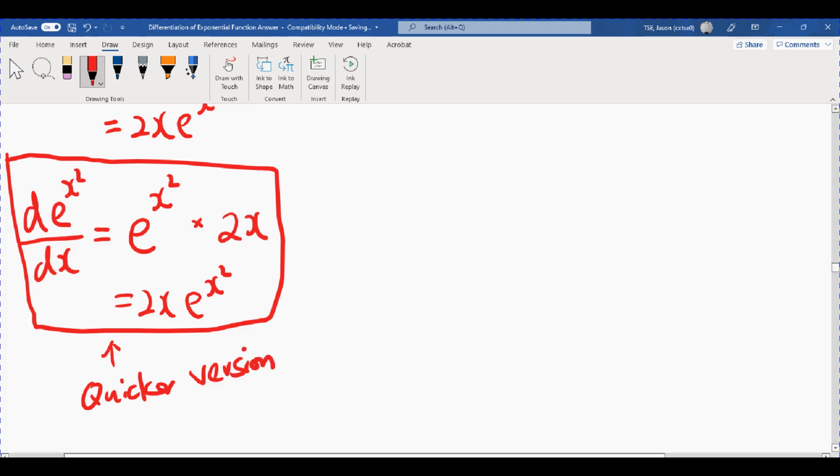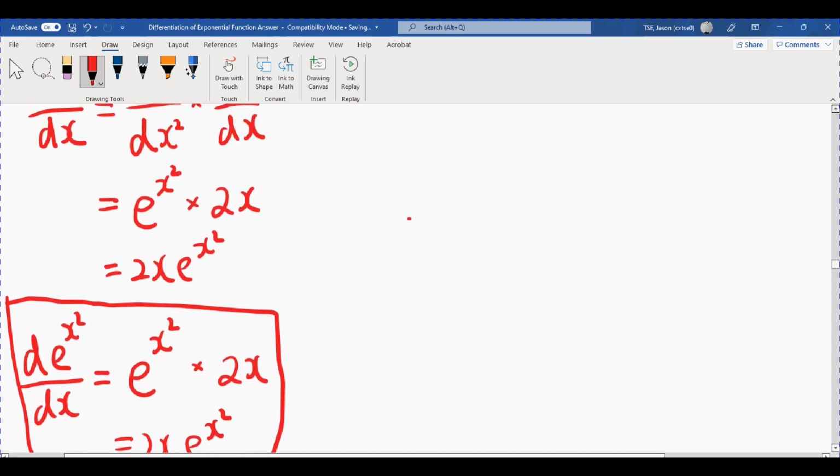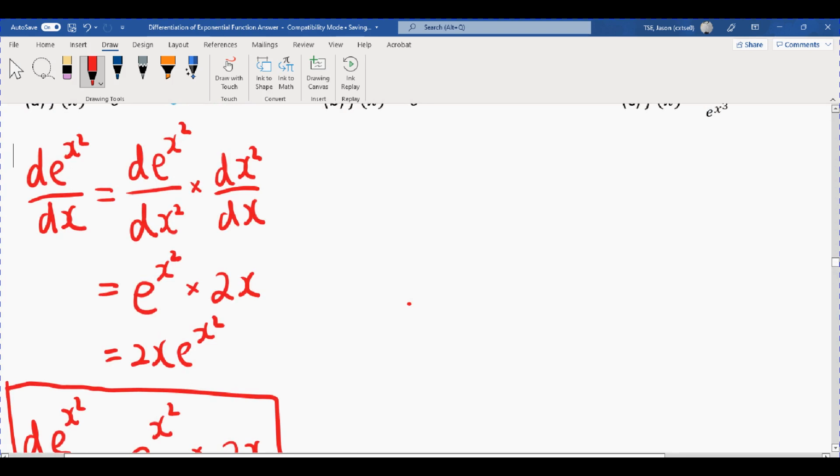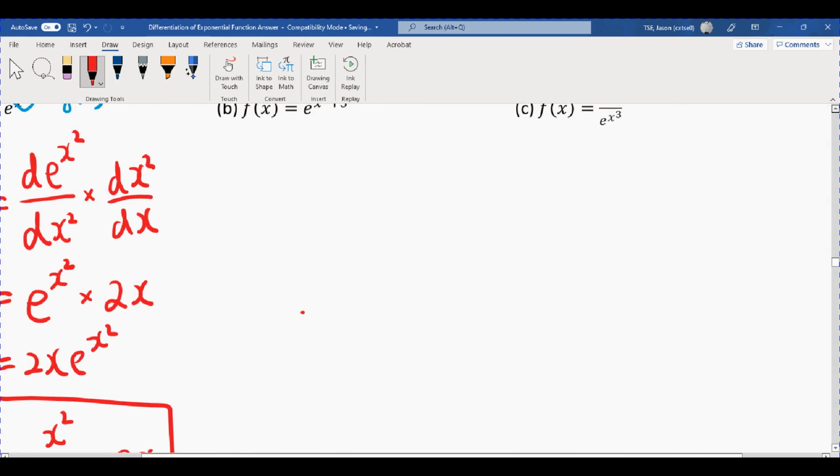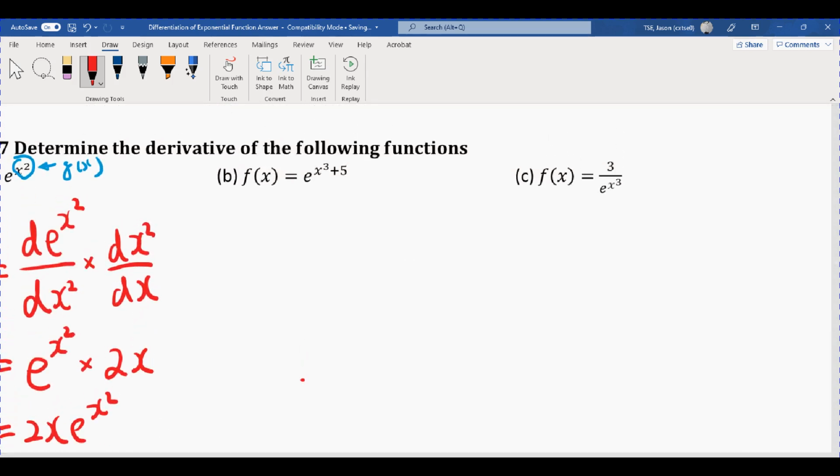But I really want you to understand the chain rule of it. Anyway, I'm going to use the quicker version for this one. So I'm going to do the derivative. I just write f prime x. I just want to show you how quick it can be. So you just rewrite that stuff right here.